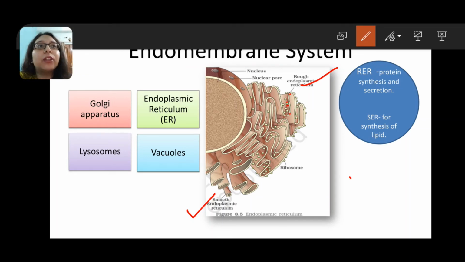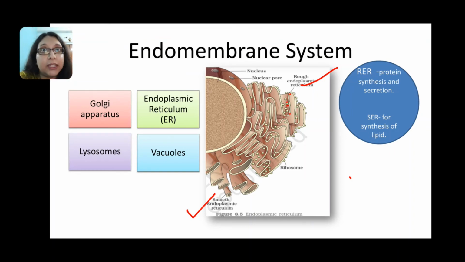So, when their structures are different, it's quite obvious that their functions will be different. So, what is the function of rough endoplasmic reticulum? Just think, we have ribosomes attached. So, what is the function of ribosome? Protein synthesis. We have already read. So, rough endoplasmic reticulum is involved in protein synthesis and secretion of the protein.